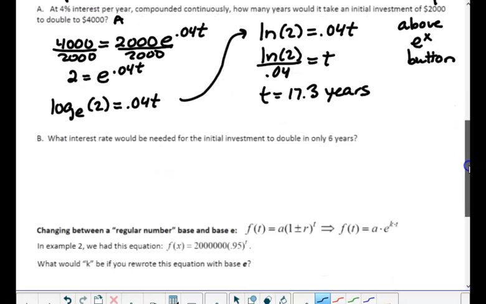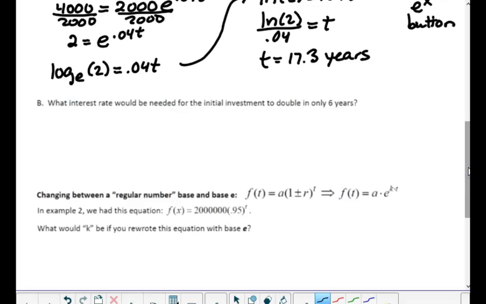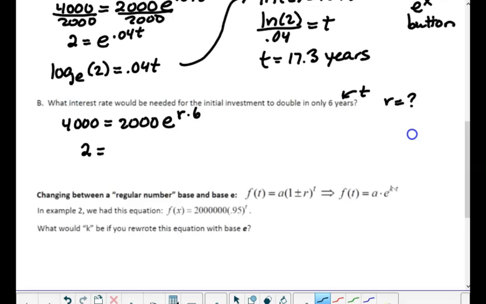So let's take a look at the next problem. What interest rate would be needed for the initial investment to double in only 6 years? Okay, so now what I am given is a t. So this is my t, and I want to know what r is. So I'm going to say 4,000 is equal to 2,000 e to the r times 6, or 6r. Once again, if I divide both sides by 2,000, I get 2 equals e to the 6r.